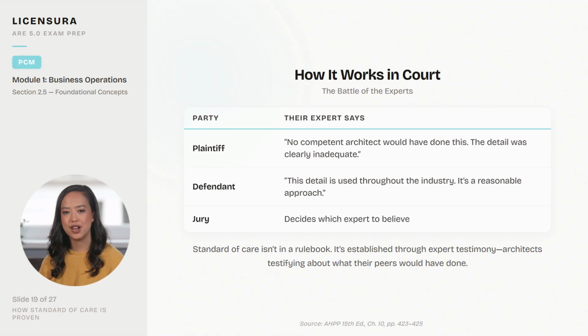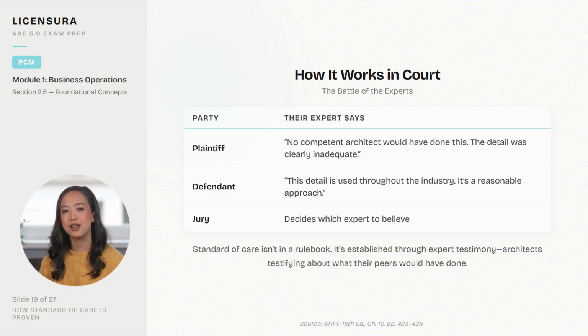So how does a court actually decide whether you met the standard of care? Here's the thing. There's no checklist they pull out and compare your work against. No scorecard. Instead, standard of care is established through expert testimony. Architects testifying about what their peers would have done in the same situation.